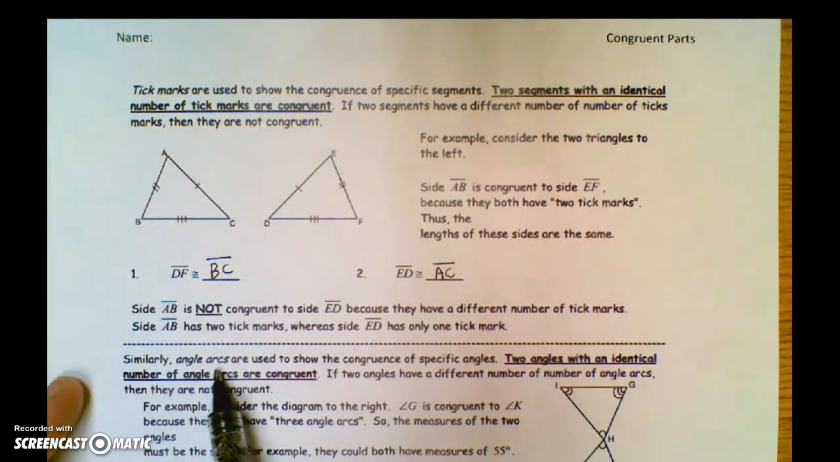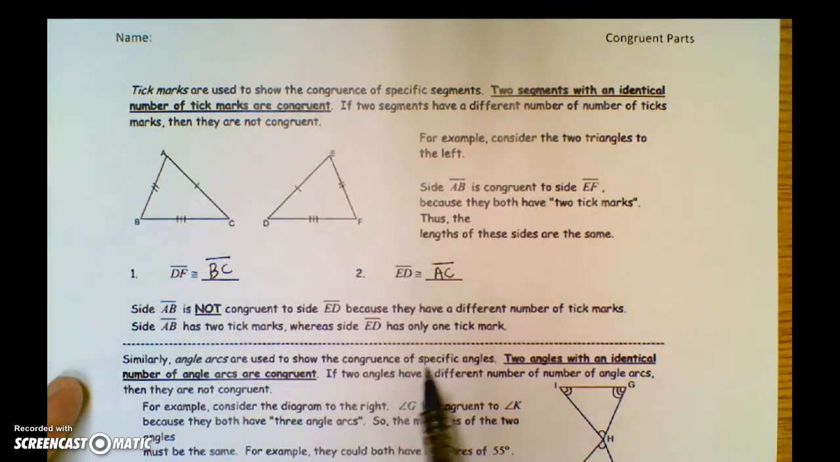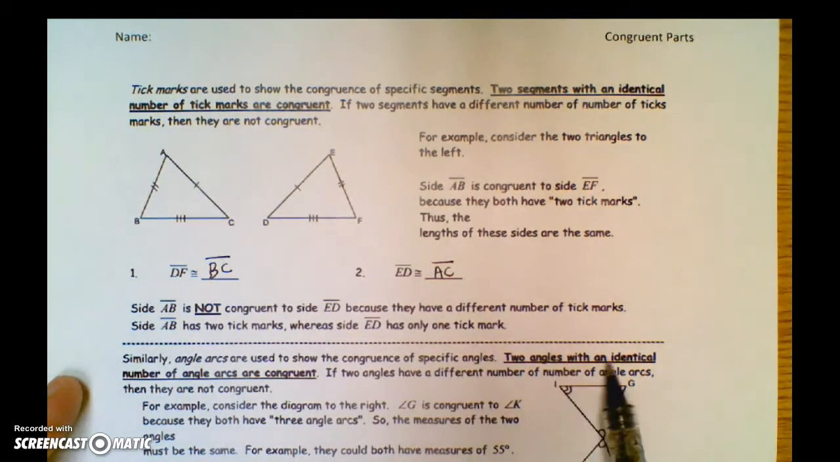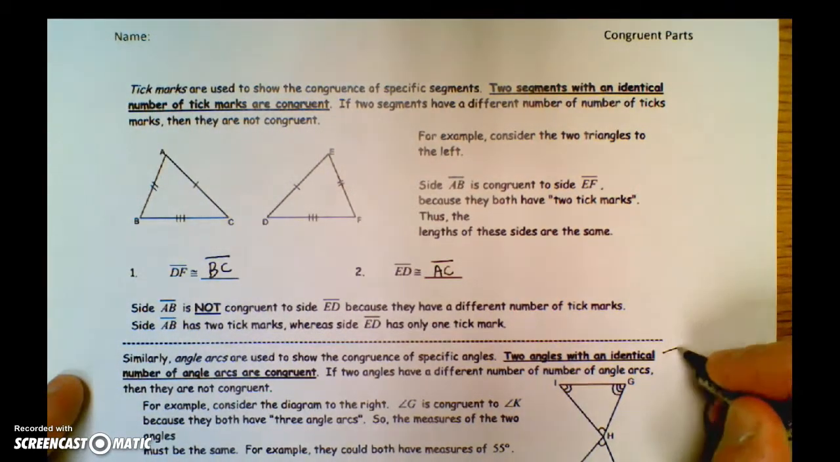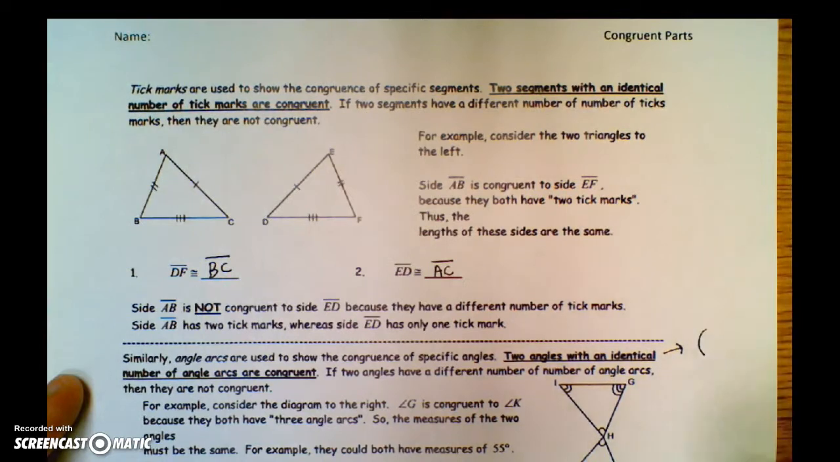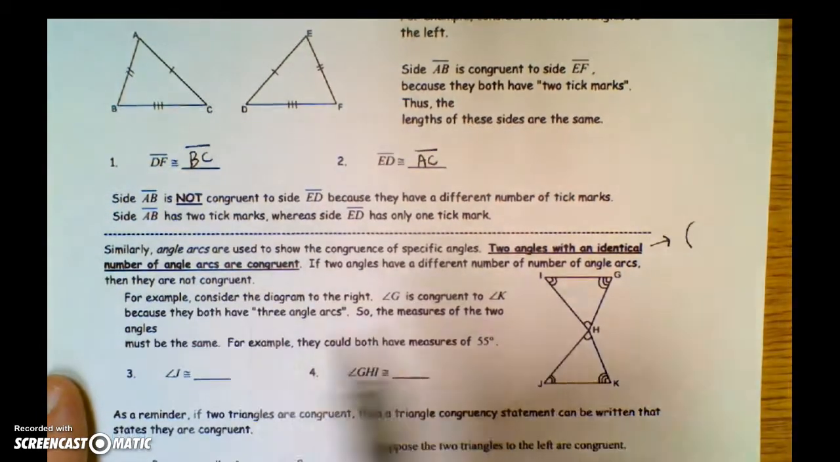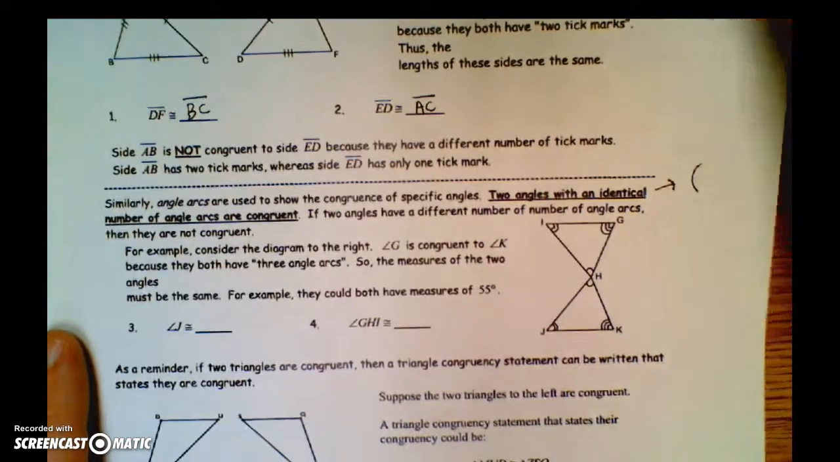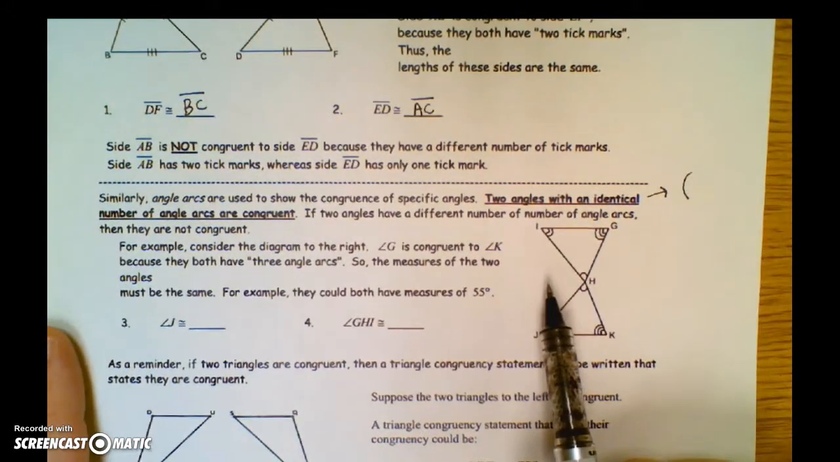Similarly, angle arcs are used to show the congruence of specific angles. Two angles with an identical number of angle arcs are congruent. So an arc is just like a half circle. If two angles have a different number of angle arcs, then they are not congruent. So for example, let's look at the example to the right.